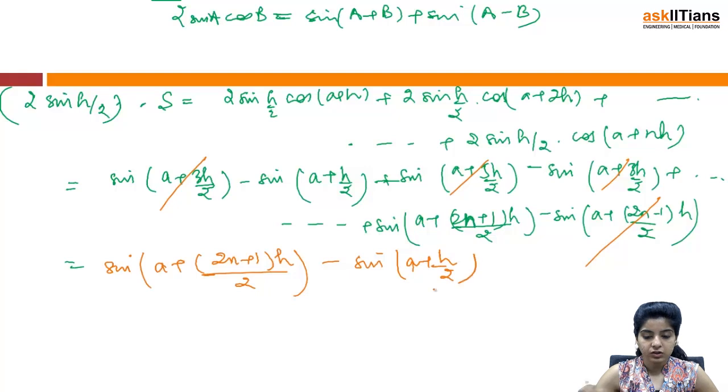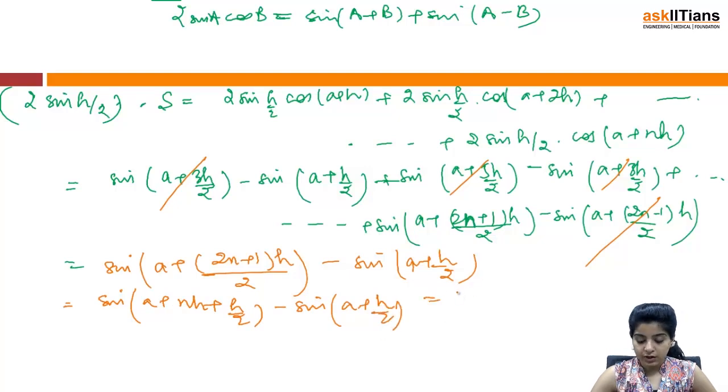minus sin(A + h/2). So basically I am left with these two terms, sin(A + (2n+1)h/2) minus sin(A + h/2), and this can be written as sin(A + nh + h/2) minus sin(A + h/2). So I can write it as sin(B + h/2) minus sin(A + h/2).